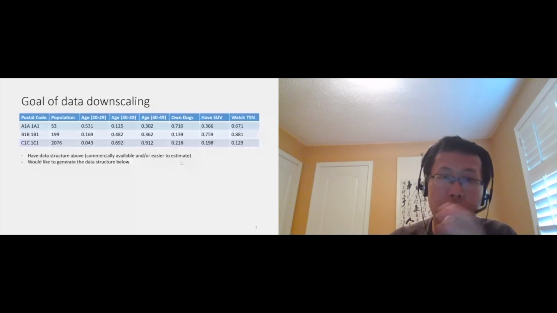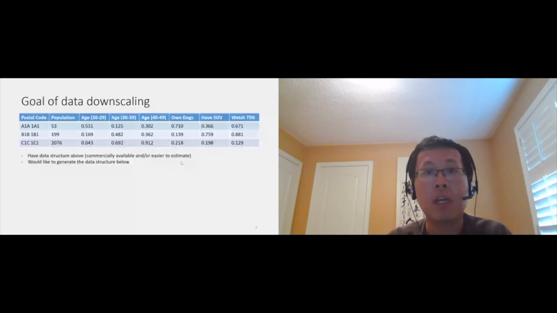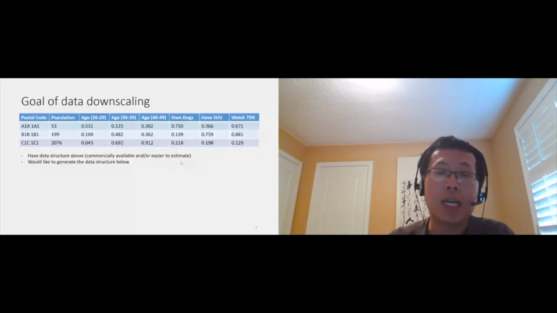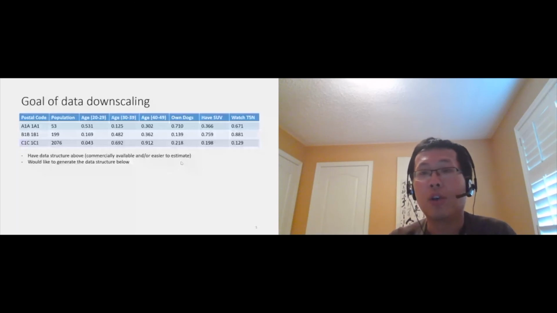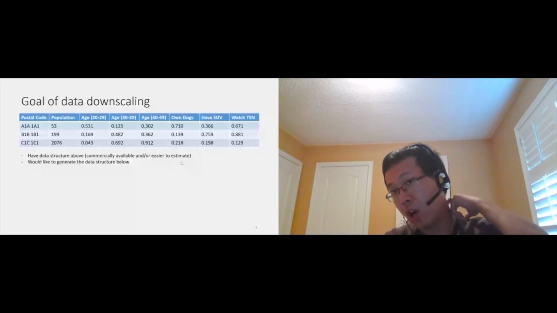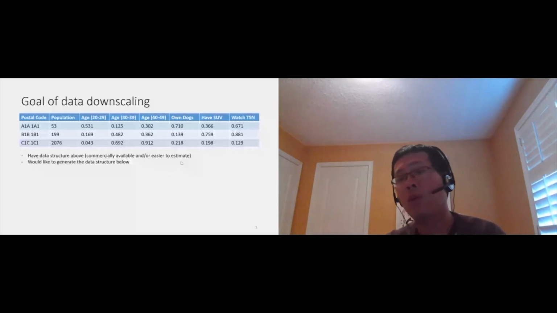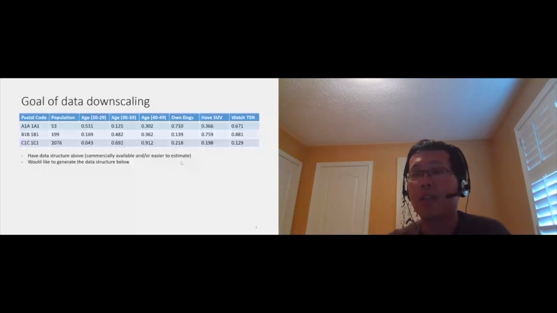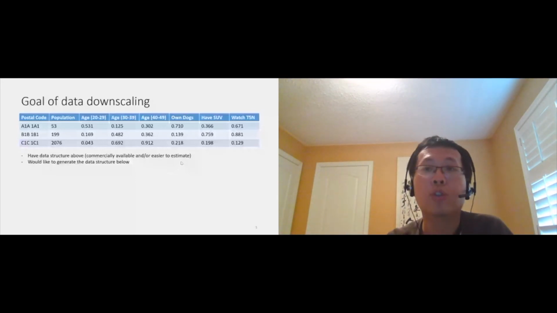that postal code. So for example, 53% of the 53 people are between 20 to 29, 12.5% of them are between 30 to 39, and so on. You also know 71% of them have dogs, 36% own SUVs, and 67% watch TSN. And you have, at a postal code level, the distributions of the attributes, so to say.